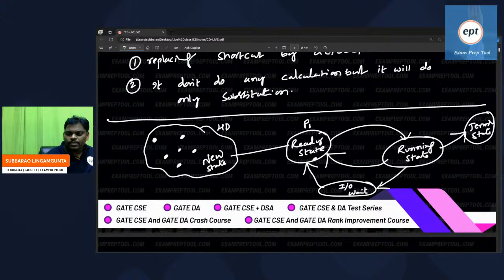Remember this. Typing a program, saving a program, compiling a program, assembling, linking the program: these are all the new state. Then whenever a program goes from hard disk to main memory, this is called the ready state. Those who are ready all come here and wait in the ready state, because the CPU is busy with someone else. Whenever the CPU is free, it asks one of the ready processes to come to the running state. Whenever running is going on, if some high priority process comes, the CPU says, a high priority process came, I cannot run you, please go and wait in the ready state.